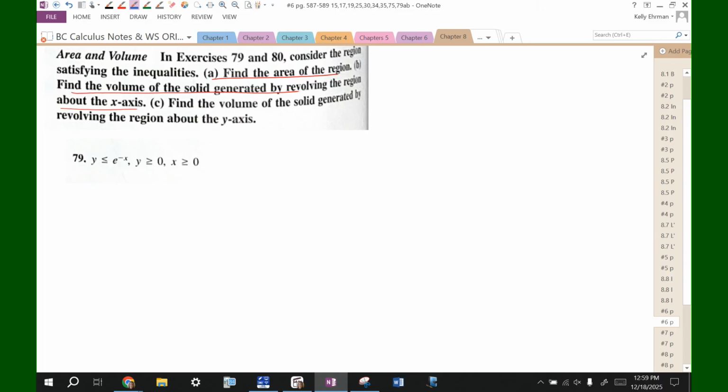Consider the region satisfying the inequalities. Find the area for part A. Part B, find the volume of the solid generated by revolving about the x-axis. I did not assign the y-axis revolutions. You can do that one for fun, and then check it in Desmos if you want.